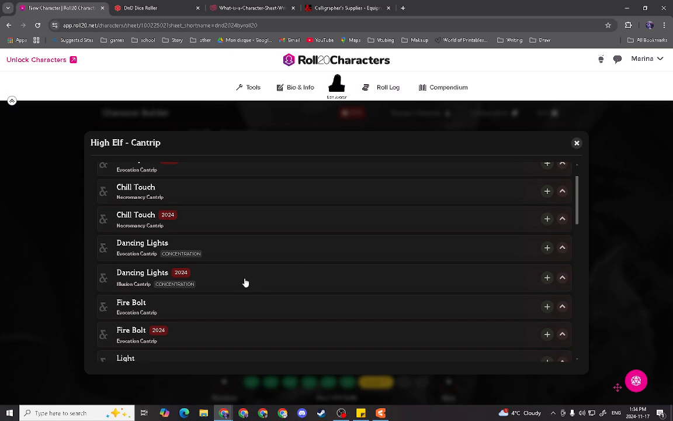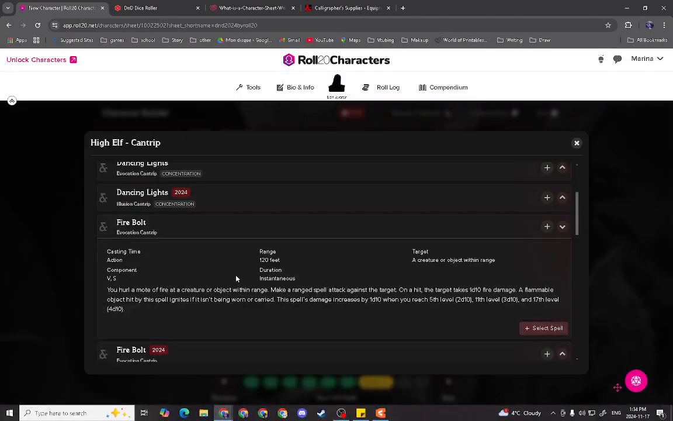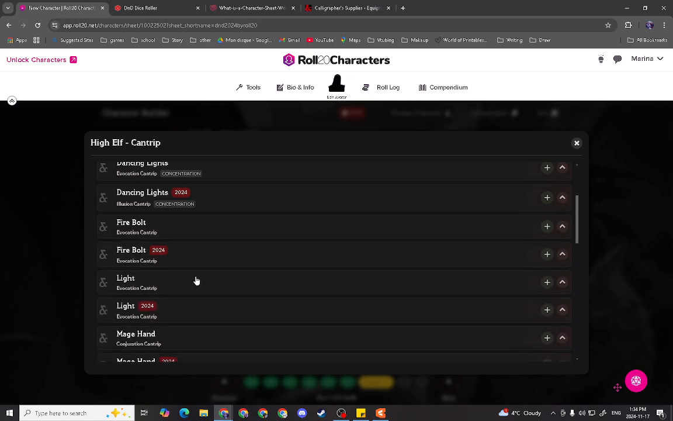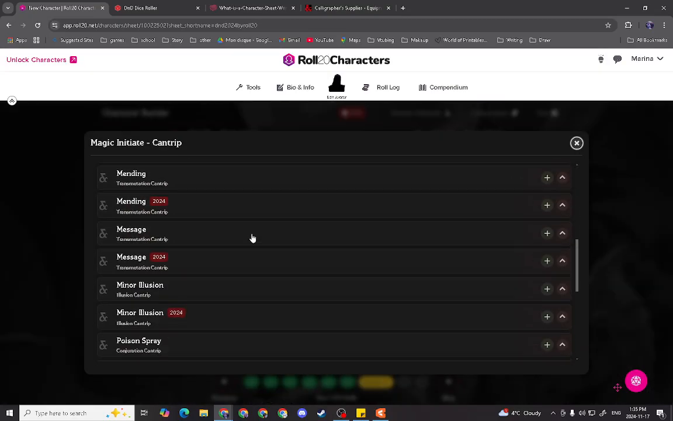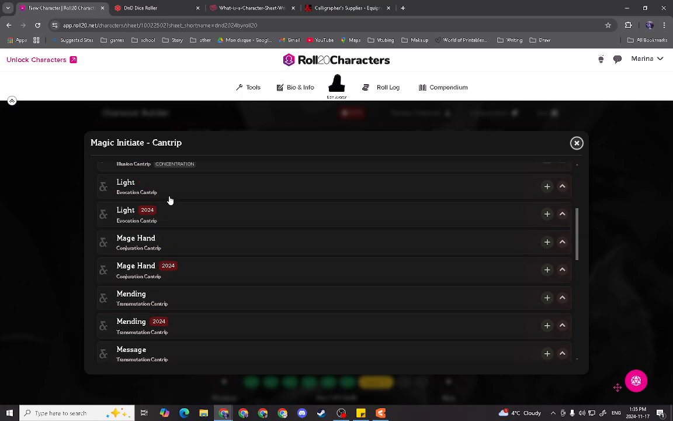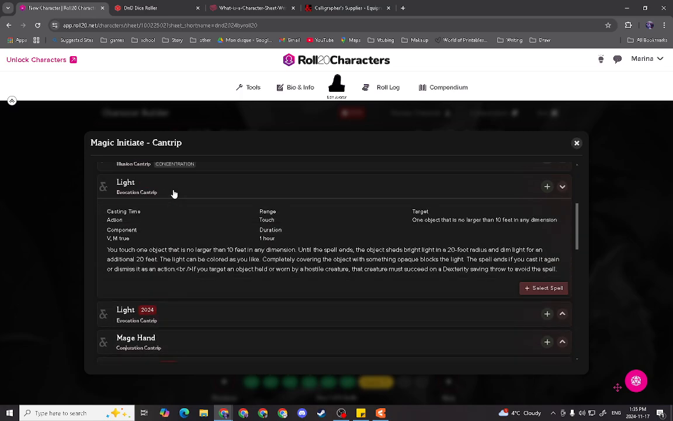Firebolt. You hurl a mote of fire at a creature or object within range. It's a fireball. Hey, I've heard of the fireball, to be honest. You can add it. Okay, I will have the fireball. You get to pick 2 wizard cantrips. So you also have light, which is you make an object shed bright light.